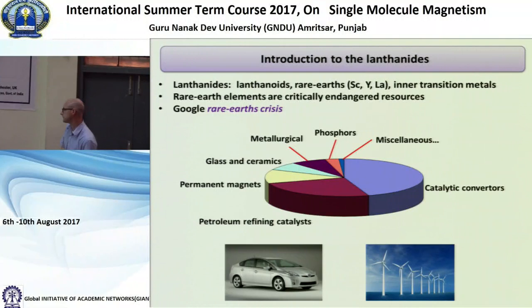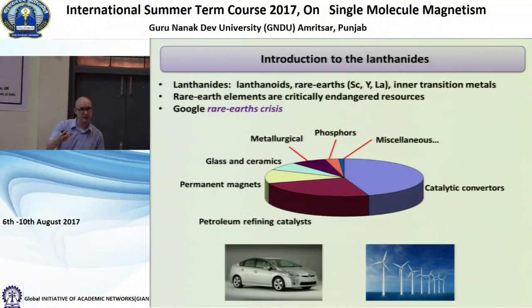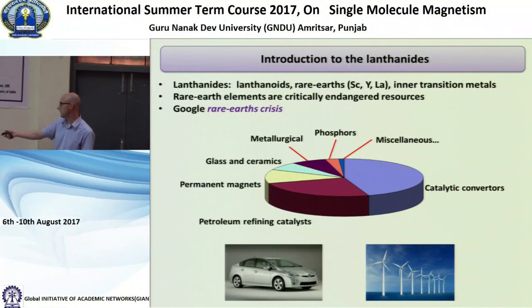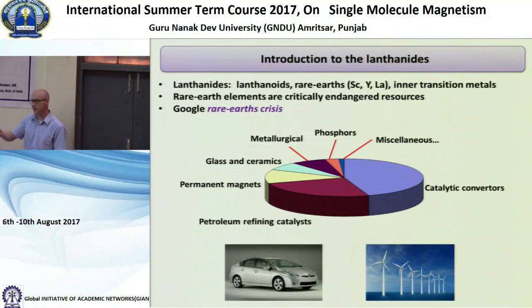So in terms of how they use the rare earth elements, in terms of pollution in the atmosphere, obviously motor vehicles and other things are a bit of a problem there as well. Catalytic converters in car engines, so petrol and diesel fuels, contain a very large amount of cerium dioxide, which is used in converters, as well as other elements. Petroleum refining catalysts go very heavily on rare earth elements. Permanent magnets is a big one as well.